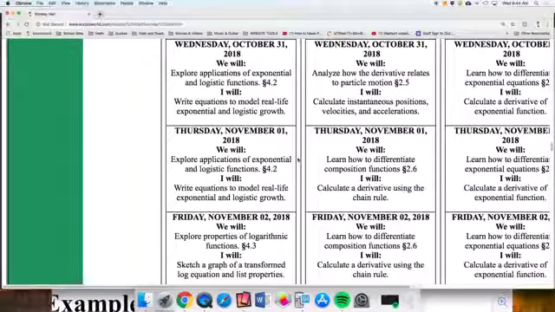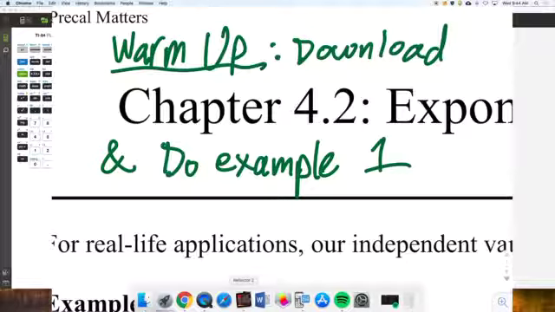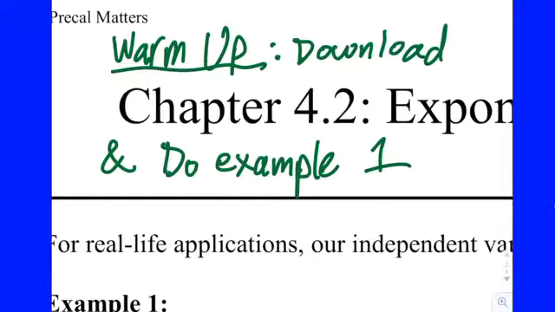So today we're going to explore applications of exponential and logistic functions. And your goal is to then write an equation of a real-life exponential function, okay? And some of y'all have already gotten that, all right? So that's what we're doing today. And here we go. We're going to jump in with example 1.